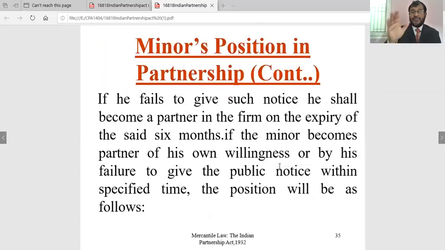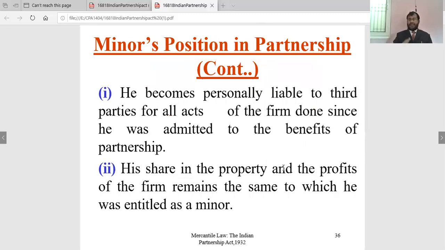If he fails to give such a notice, he shall become a partner in the firm on the expiry of the said 6 months. If the minor becomes a partner of his own willingness, or by his failure to give the public notice within a specified time, the position will be as follows. First, if he fails to give the public notice, or he does not opt out, what is his position?